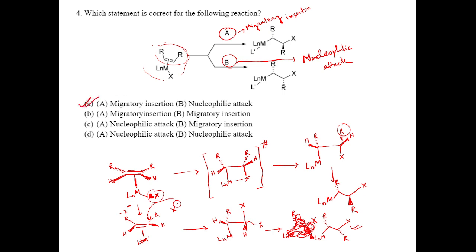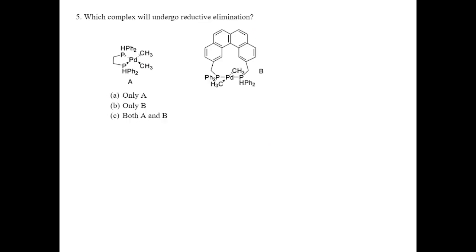So first A is the migratory insertion, and second thing is the nucleophilic attack. So it is actually a tricky one. I don't know whether you have understood this thing or not. So if you have any confusion, you can ask. If not, then we can move to the next question. So the next question is this one.